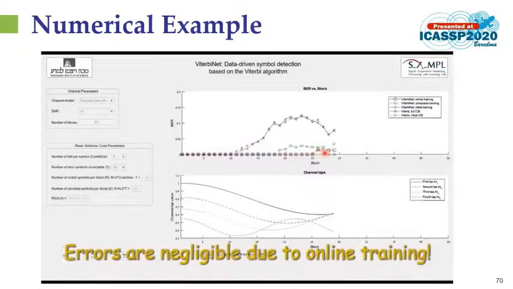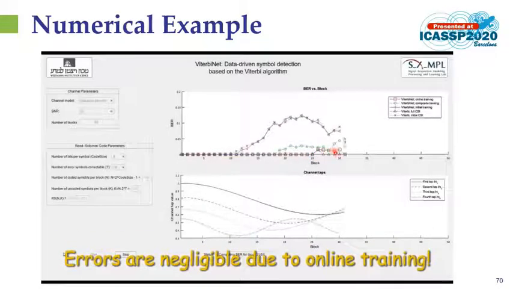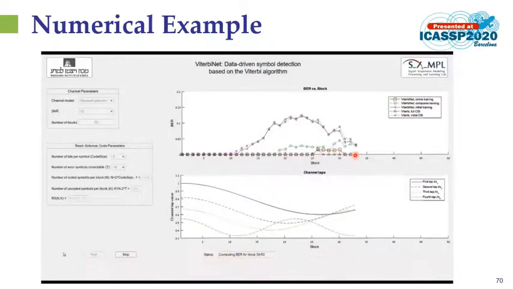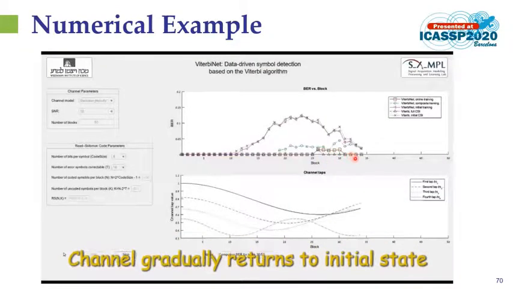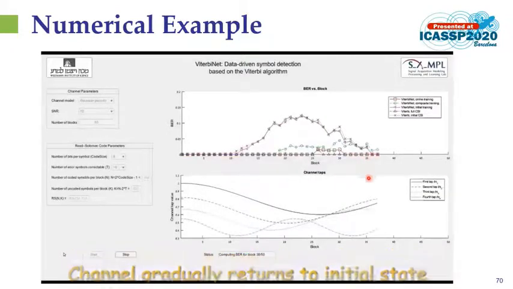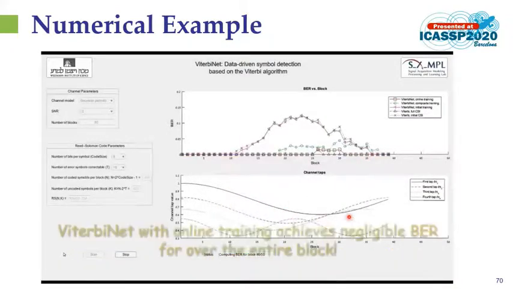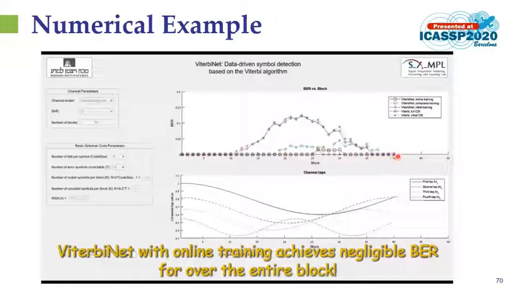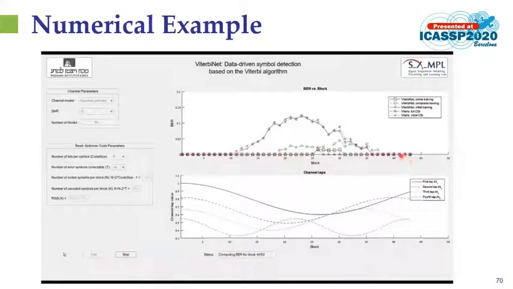At some point, even ViterbiNet with online training exhibits some errors, but it is still capable of tracking the channel variations online, maintaining negligible bit error rate over time. And at some point, this is a periodic channel, it will return to its initial state. And then what we can see is that ViterbiNet with online training is actually able to track it all the way. Now, this is an experiment which is carried out on a conventional laptop.